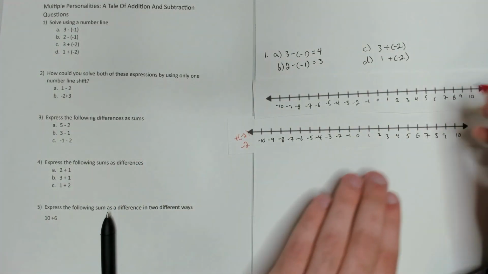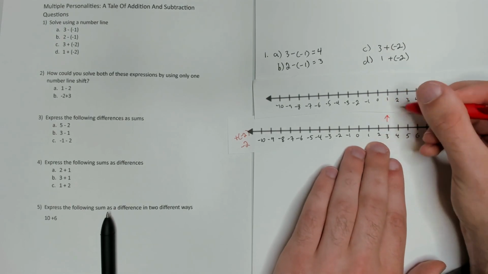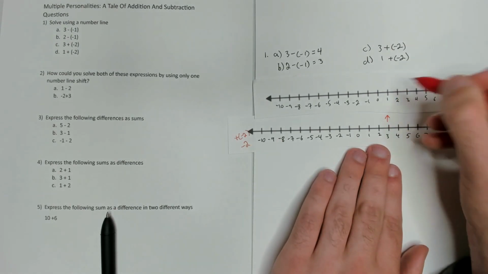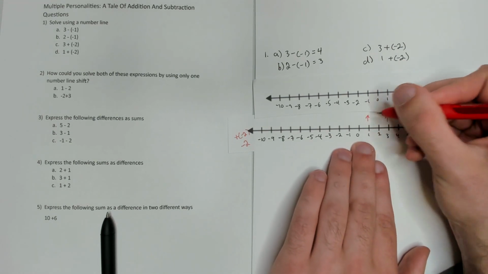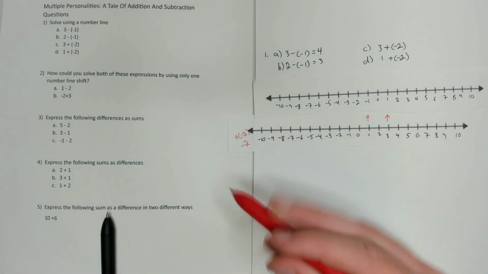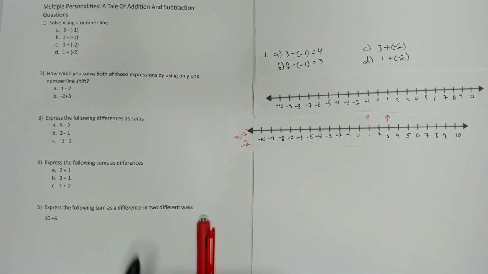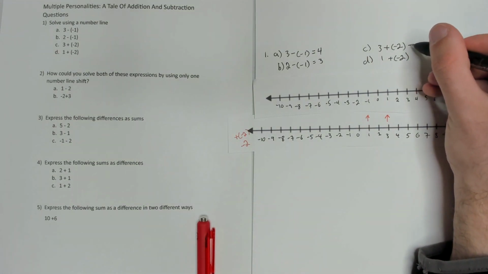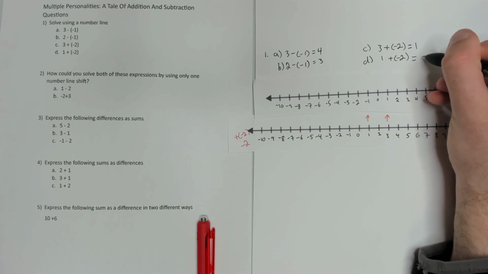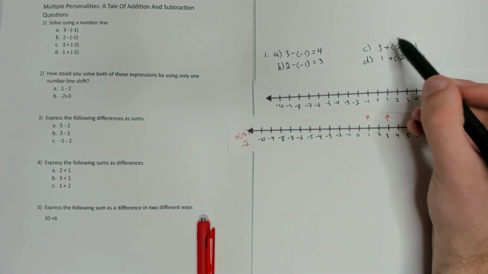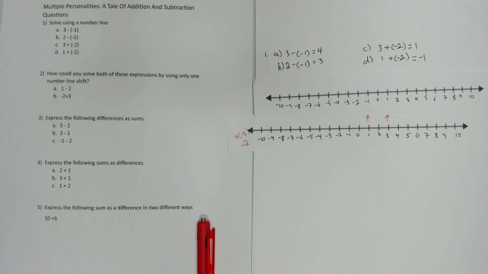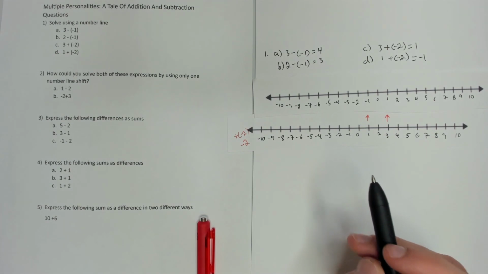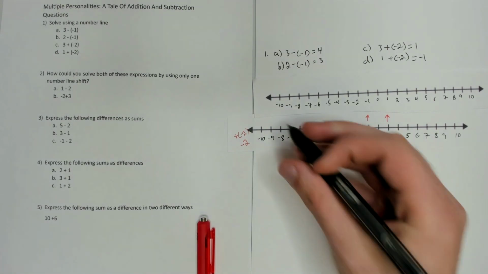So when we look at 3, 3 lines up with 1, since 3 minus 2, or 3 plus -2, is 1. And similarly, 1 will line up with -1, since 1 minus 2, or 1 plus -2, is -1. So then our answers are going to be 3 plus -2 is 1, and 1 plus -2 is -1. Since, once again, this is the same thing as 3 minus 2, and this is the same thing as 1 minus 2. So let's go on to number 2. How could you solve both of these expressions by using only one number line shift?